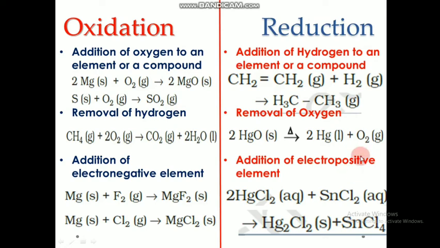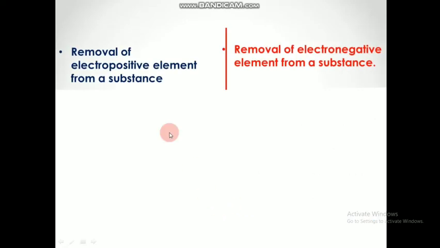Addition of electropositive element, that is also positive. So all of them are positive. That's how you can remember these definitions. And the last definition of the classical concept you can only guess. So here, addition of electronegative element and addition of electropositive element. Just opposite of this will be in the next definition. So that will be removal of electropositive element.